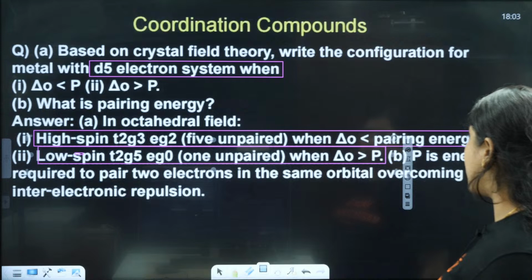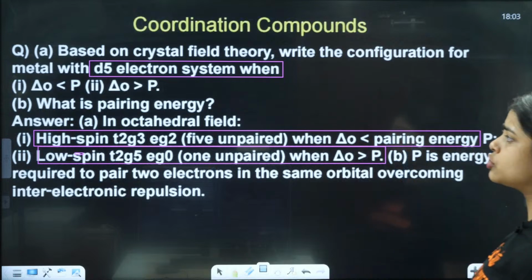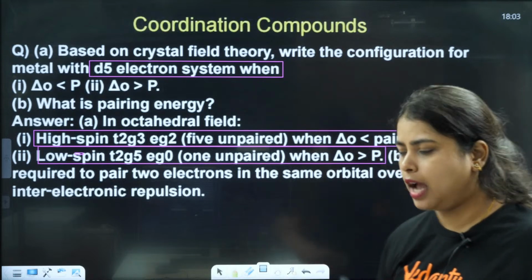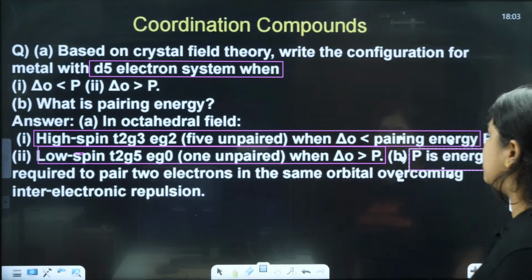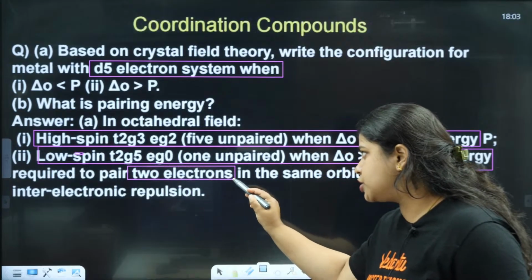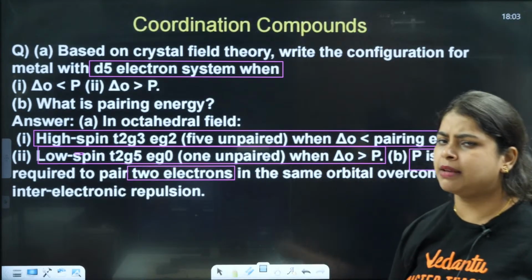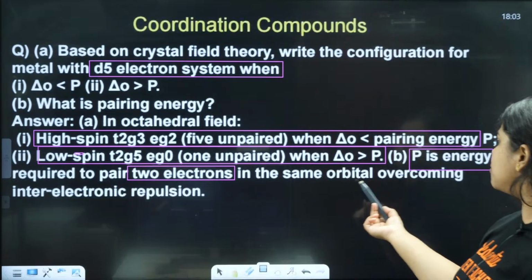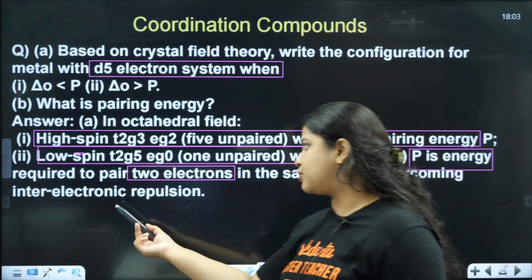Okay, next one, B part. Next question, what is pairing energy? What is the pairing energy? So P is the energy which is required to pair 2 electrons, which is required to pair the 2 electrons in the same orbital, overcoming inter-electronic repulsion.